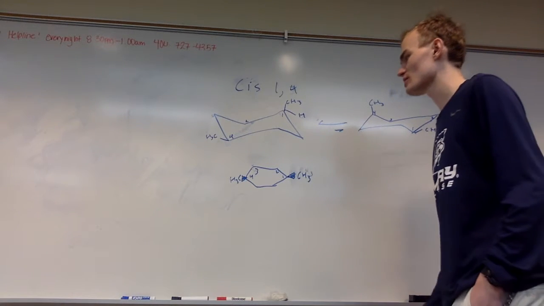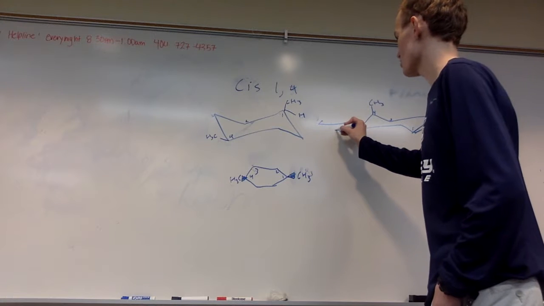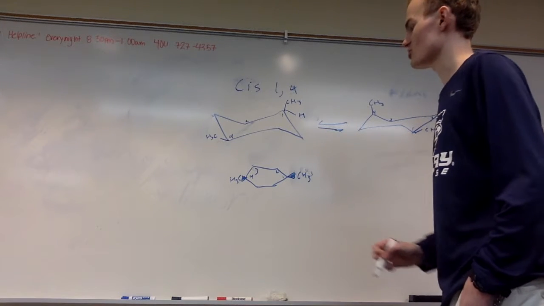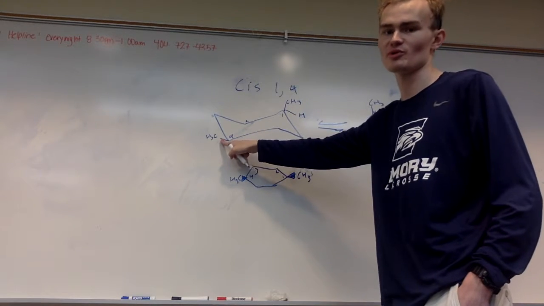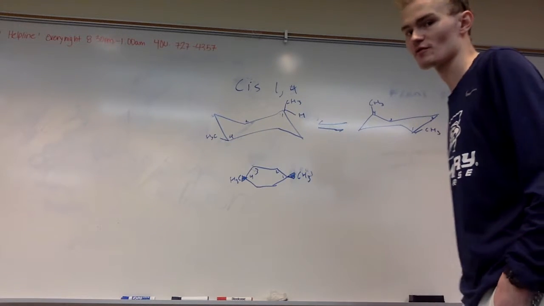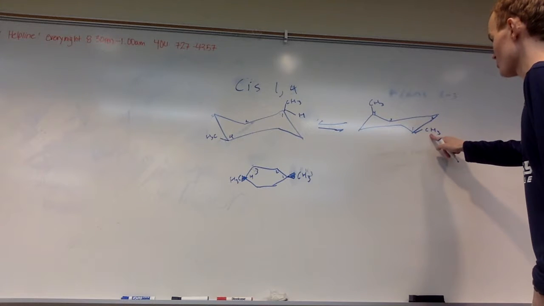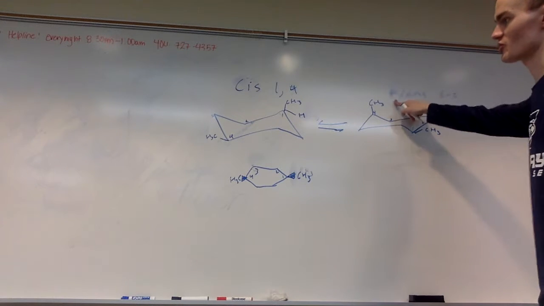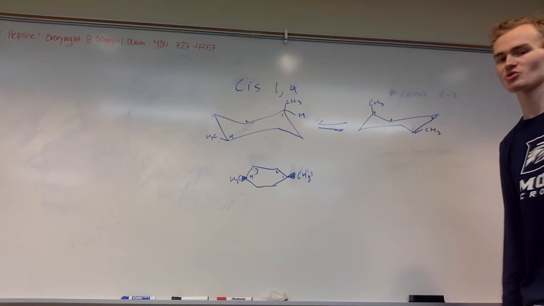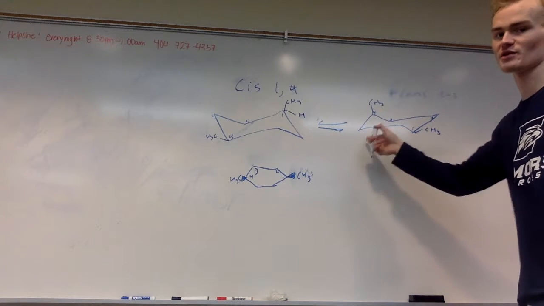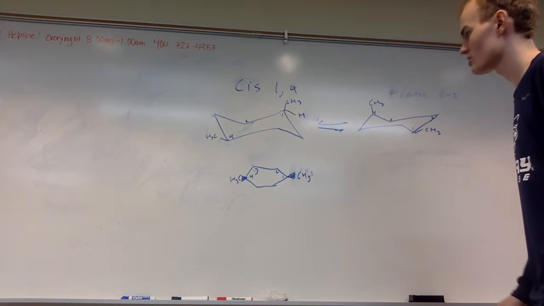So it turns out that these are actually going to be of equal stability, because this is on an axial position and this is an equatorial position. And then when we do the chair flip, this is an equatorial position. This is an axial position. So you would probably find both conformers of these in equal amounts.